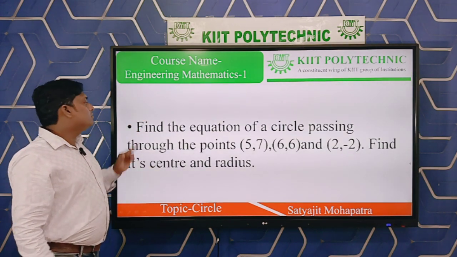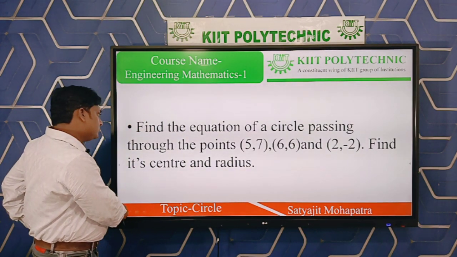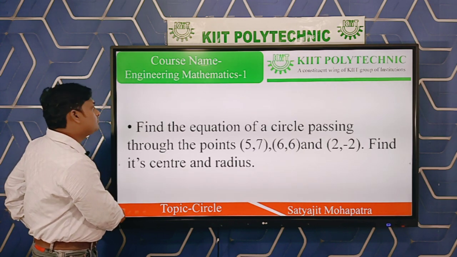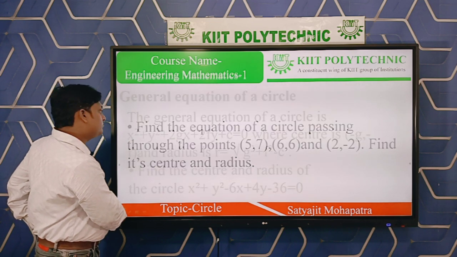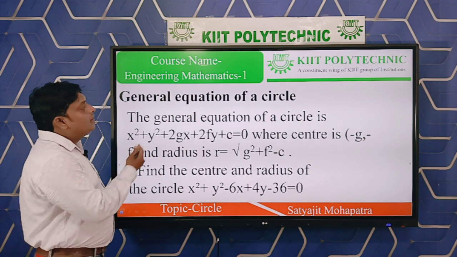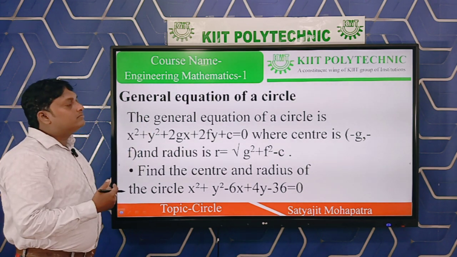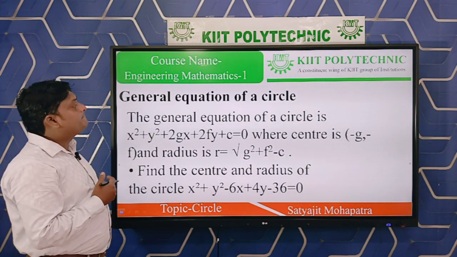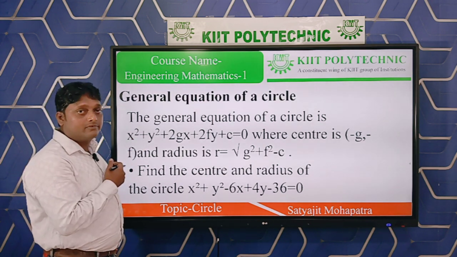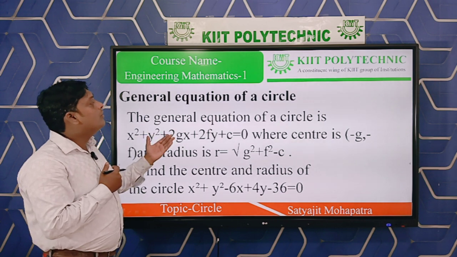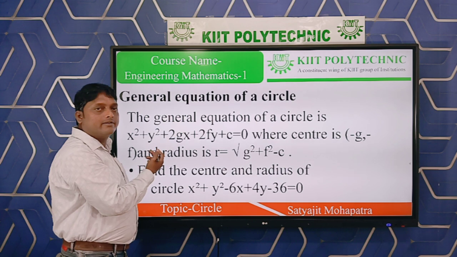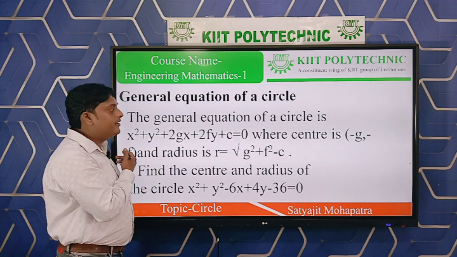Next we will go to the general equation of a circle. Till now we have covered the equation of a circle when the center and radius are given. But we don't know what the general equation of a circle is. From now you can come to know about this in detail.